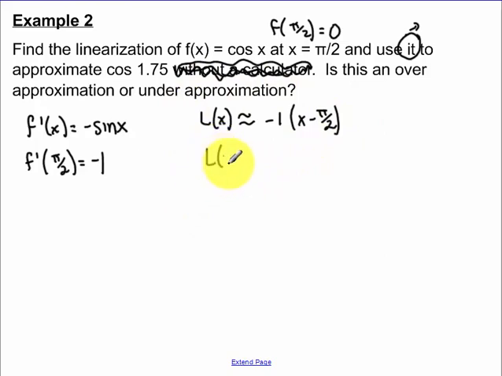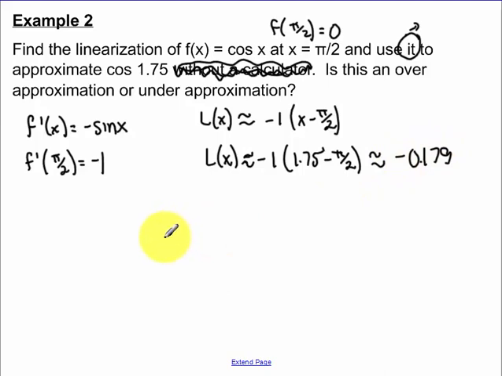Now all I have to do is plug in: this is approximately negative 1 times (1.75 minus pi over 2), and that's approximately negative 0.179. Now let's see whether this is an over or under approximation.